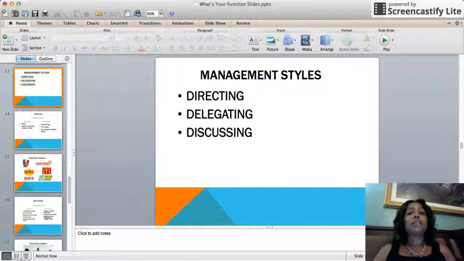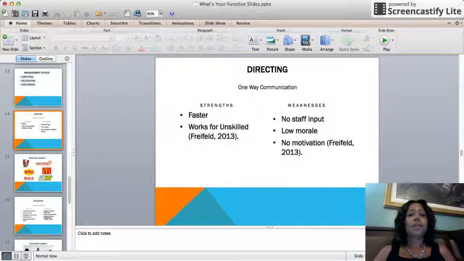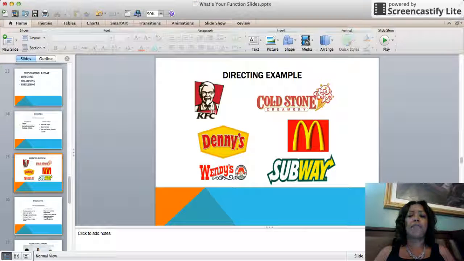Now we're going to talk about management styles. There are three: directing, delegating, and discussing. The first is directing. Directing is one-way communication. They have strengths and weaknesses. The strength is that it's faster and works well for unskilled workers. The weakness is that the staff have no input, which can lead to low morale and low motivation. An example of an organization that would have this type of management style would be a fast food restaurant where the manager just tells the employees what to do.